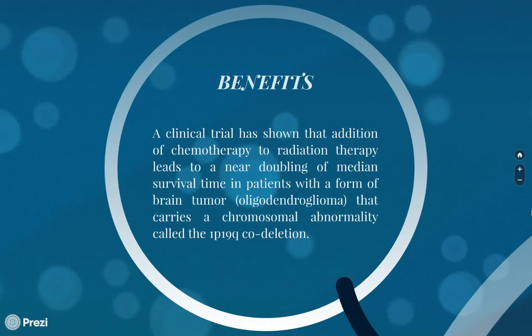Benefits. A clinical trial has shown that addition of chemotherapy to radiation therapy leads to a near doubling of median survival time in patients with a form of brain tumor, oligodendrogliomas, that carries a chromosomal abnormality called the 1p19q co-deletion.